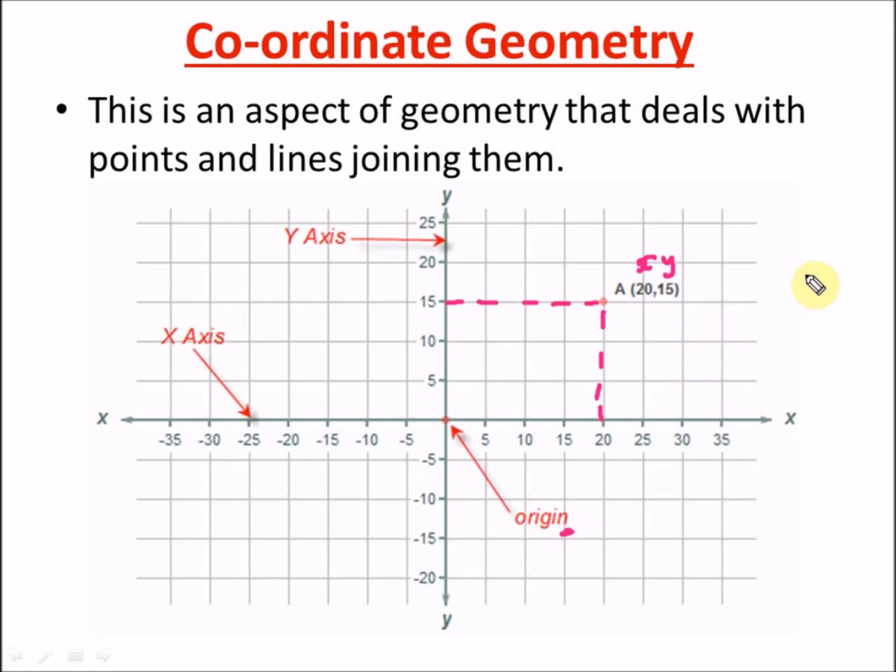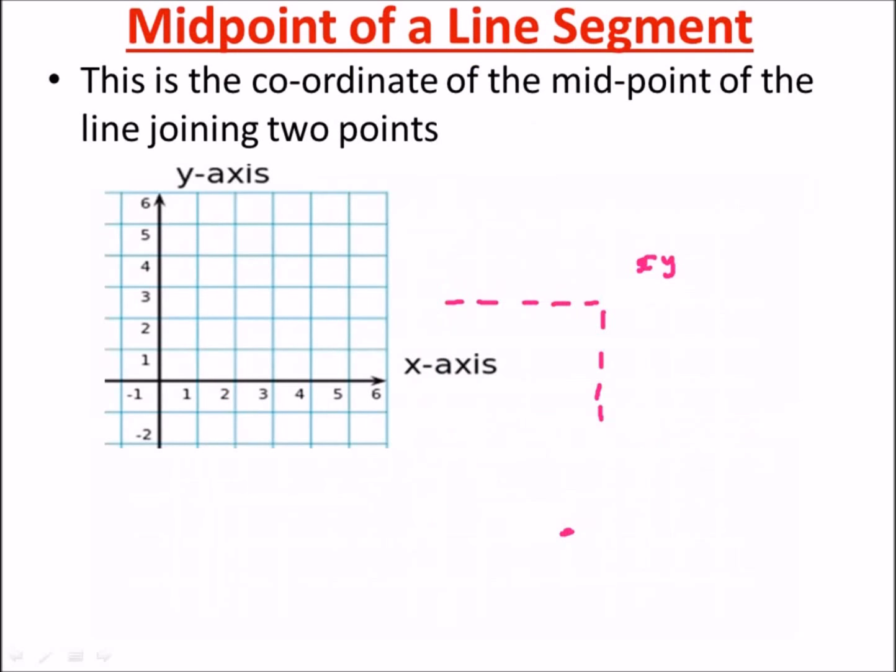In coordinate geometry, there are different things we can find: the midpoint, the gradient of the line, which is also known as the slope of the line, and the distance between 2 points. There are several other things, but today we're focusing on the midpoint, gradient, and the distance between 2 points. So let's go to our next slide, where we're going to be talking on the midpoint. Let's clear our screen. So how do we find the midpoint of a line segment?